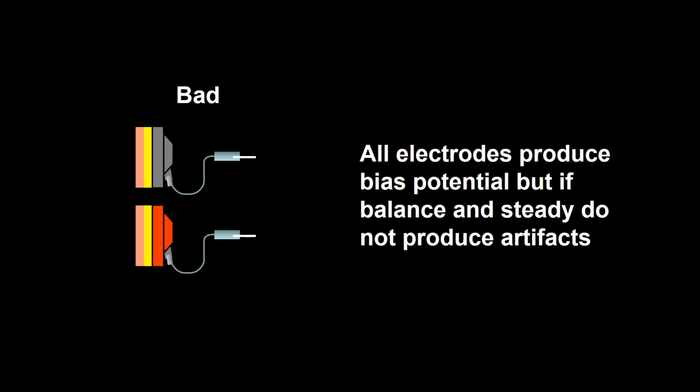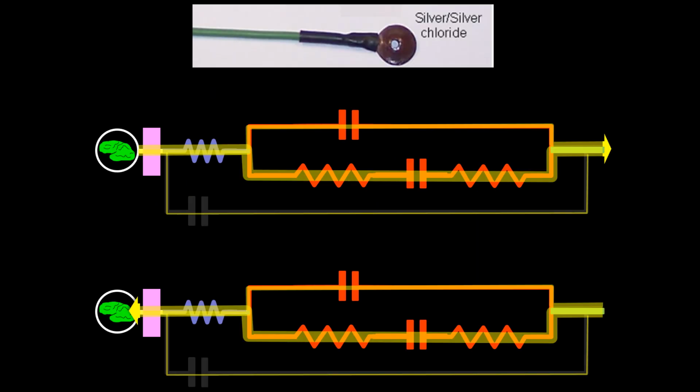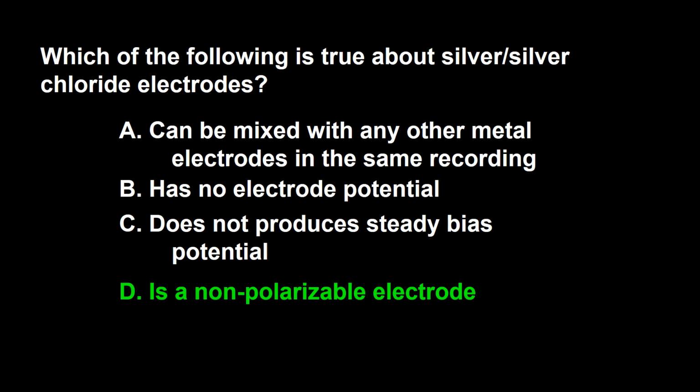Silver chloride electrodes, like all other electrodes, produce bias potentials, but if balanced and steady, do not lead to artifacts in the recording. Silver chloride electrodes are non-polarizable. This quality makes them mandatory to be used when recording direct current and preferable when recording alternating current. So the answer to this question is D.